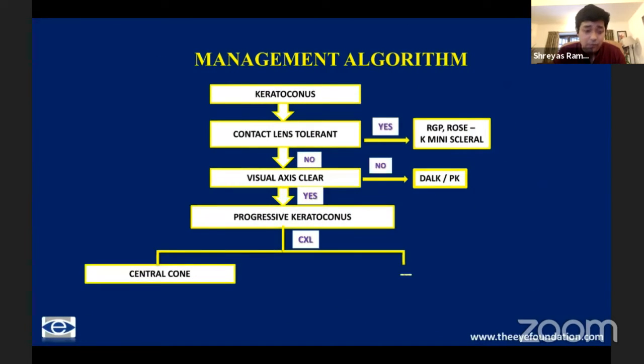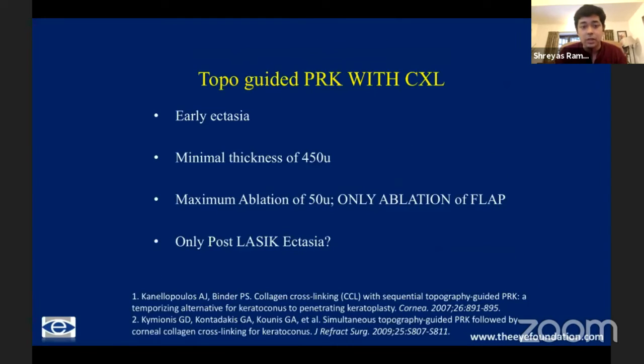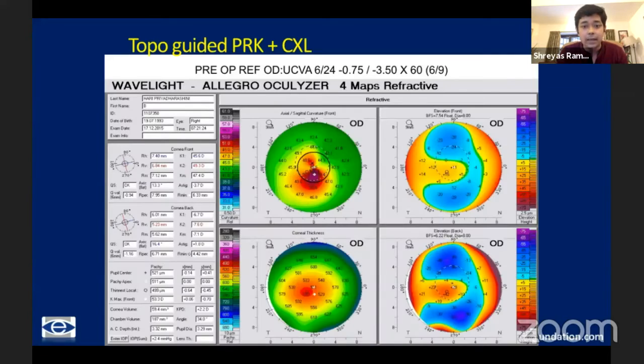Apart from cross-linking, we have to see whether it's a central or eccentric cone. The chances of having a slightly more eccentric cone is more likely in iatrogenic ectasia. But having said that, if you do have a patient with central cone and patient has sufficient thickness, mind you, post-LASIK ectasia may not have good thickness and are more likely to have reduced thickness. But then comes the question, is ablating an already ectatic cornea after ablation a good idea? But we must remember that here, since we are ablating only 50 microns, the high likelihood is that we are only ablating the flap. And it's unlikely we are disturbing the stroma in any way.